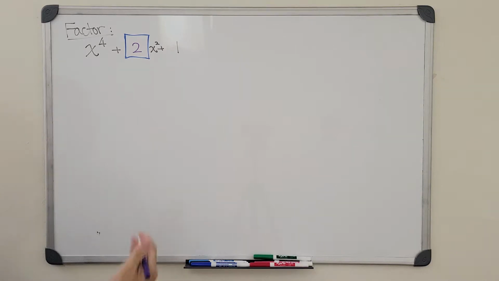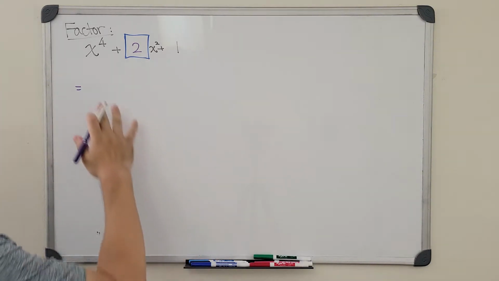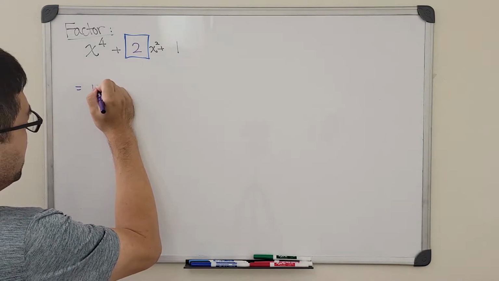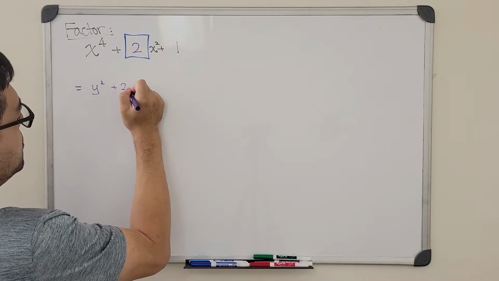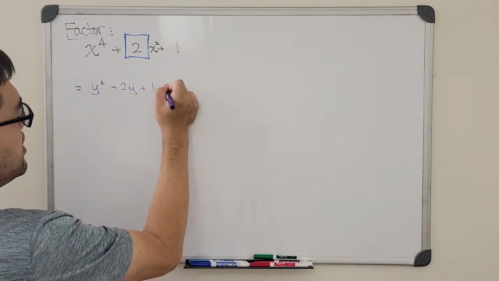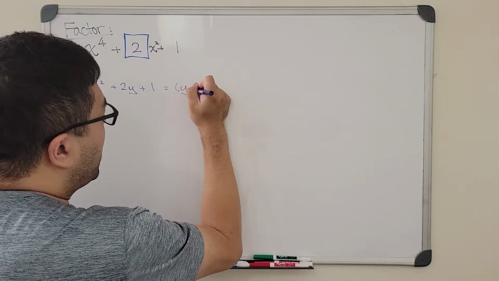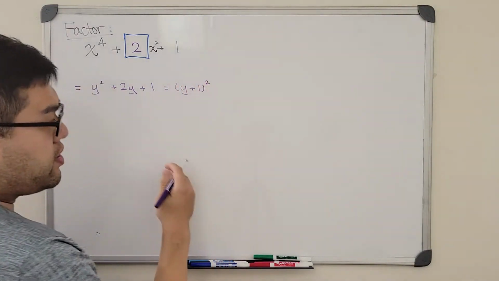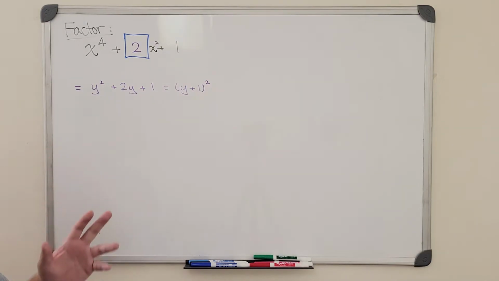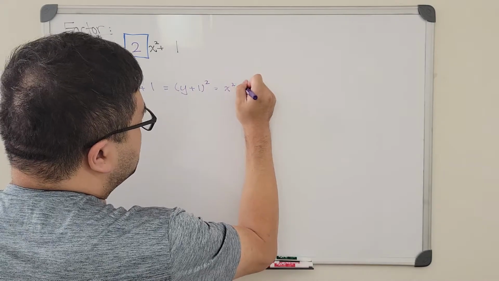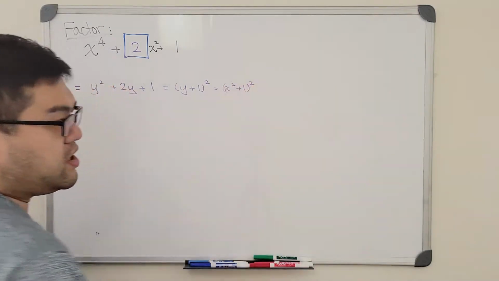What should we get? Well, of course, we can just do a quick substitution. Let y be x squared. So now we actually get y squared plus 2y plus 1. And this is a perfect square. So if we try to factor, we'll get y plus 1 quantity squared. And again, what's y? y is x squared. So we substitute in and we'll get our answer, x squared plus 1 quantity squared.